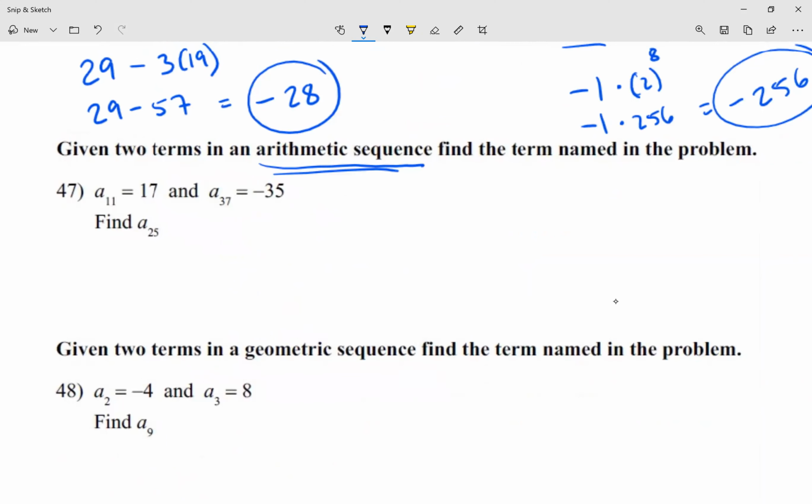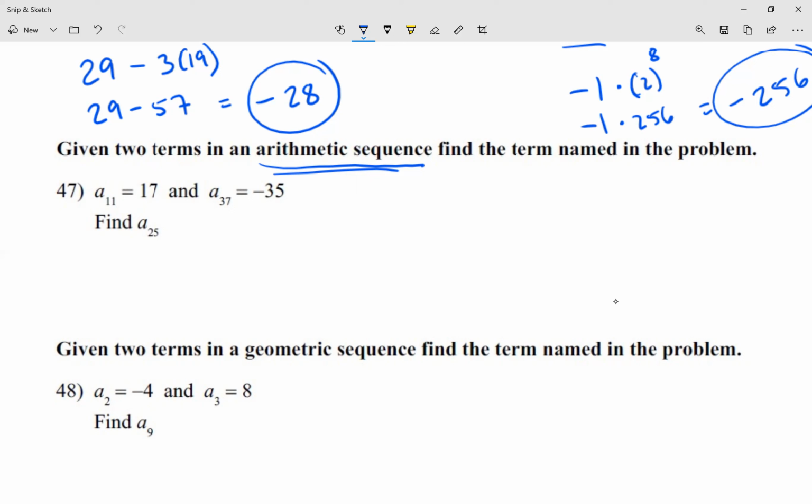Now here, for question number 47, given two terms in an arithmetic sequence. Arithmetic means I'm adding or subtracting. Find the term name in the problem. So I give you the 11th number. I give you the 37th number on my list. I want you to find the 25th number. So just from the get-go, I expect my answer to be somewhere in between 17 and negative 35.